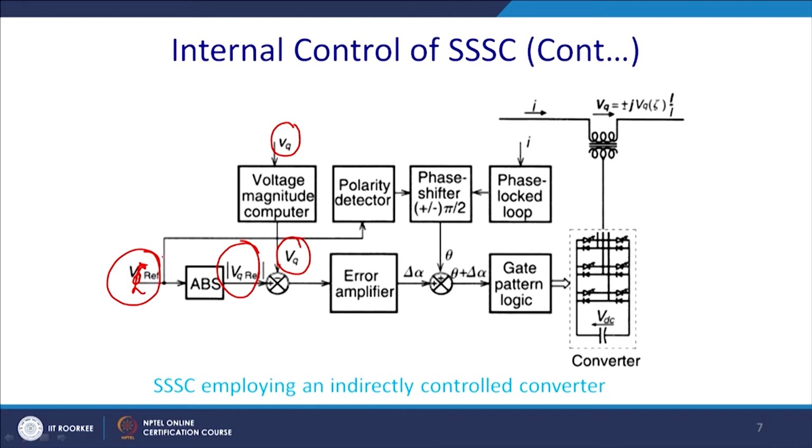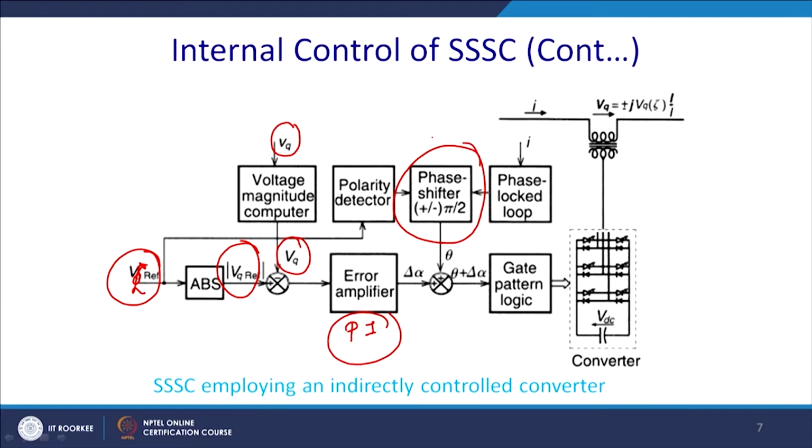Then it is fed to the PI controller. The PI controller is essentially an error amplifier, and ultimately there will be a few inputs. There will be a polarity detector, whether it is a positive phase or negative phase, and accordingly there will be a PLL. That will give a phase shift of plus minus pi by 2.